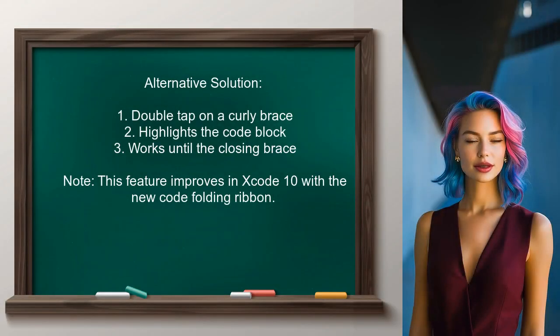Another user suggests a workaround for the missing code folding feature in Xcode 9. They recommend double tapping on a curly brace. This action highlights the entire block of code until the corresponding closing brace, which can help you identify where the block ends.